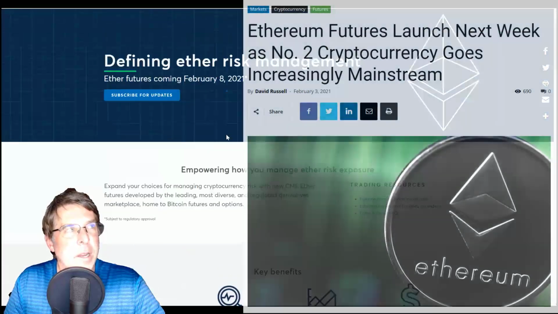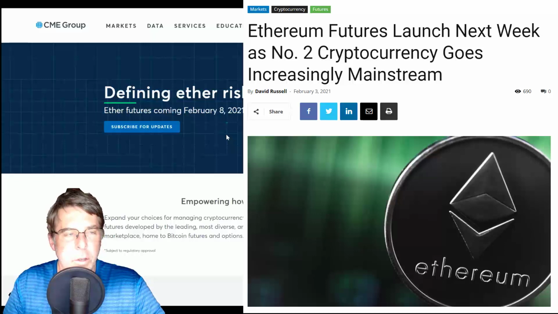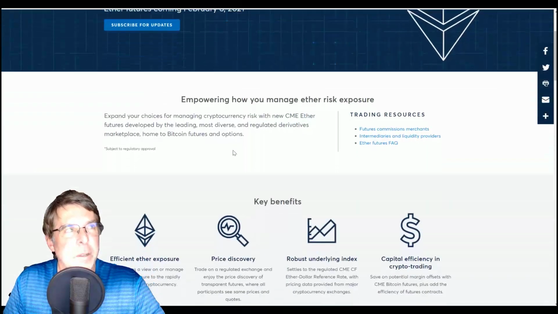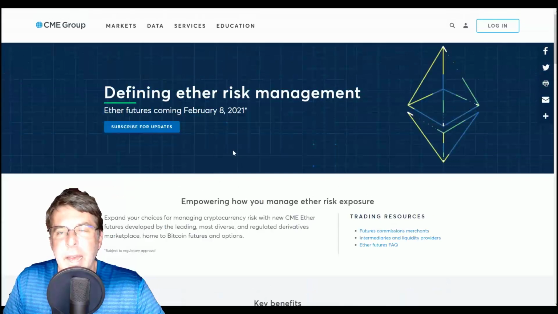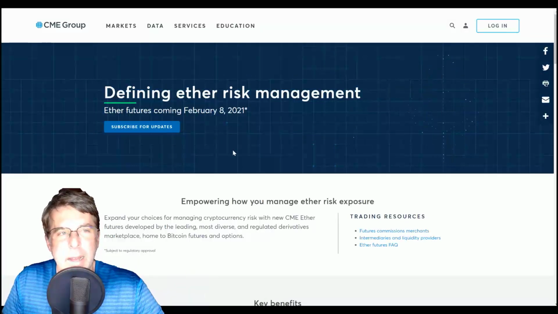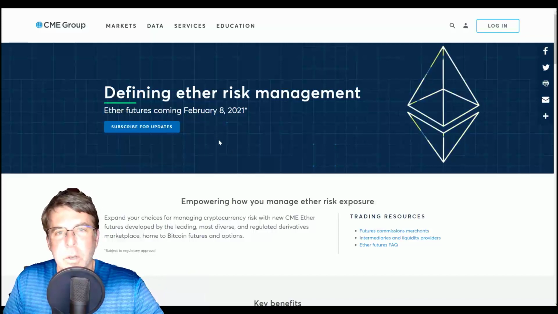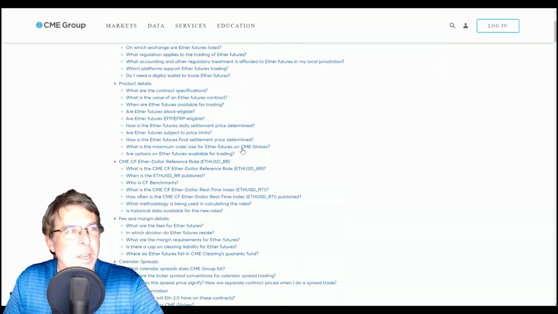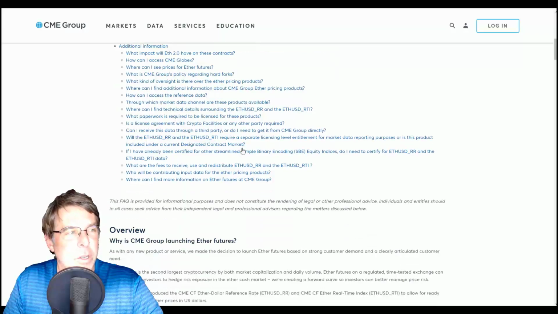This is the page right here. I'll drop a link in the description below. I'll tell you a little bit more about how you can get to this particular page, because it's going to have everything you need to understand about these Ethereum futures. I'll cover some of the highlights tonight, but I'll try to make this short. So again, you can just come over to these links here. Here's the frequently asked questions, and there are a lot of frequently asked questions in here.